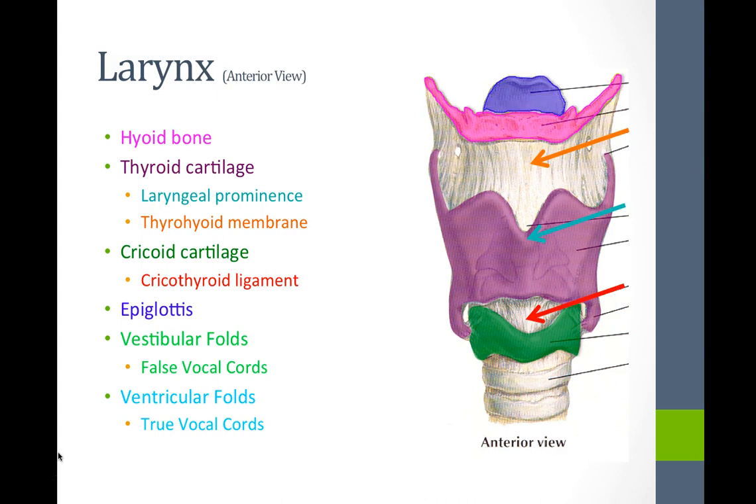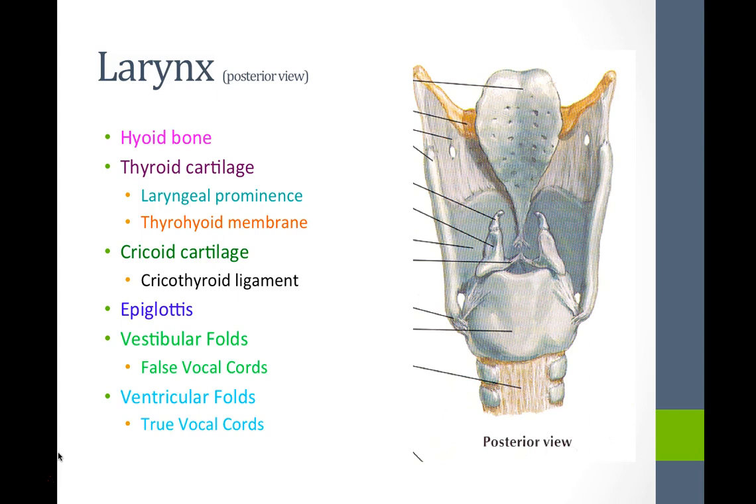Now let's go ahead and take a look at some other structures here. We only see this little portion of the epiglottis. It sits posterior to your hyoid bone and your thyroid cartilage. So we'll see a little bit better view posteriorly. And your vestibular folds and ventricular folds we do not see in this view. So we will take a look at that shortly as well. First, let's look at a posterior view of the larynx.